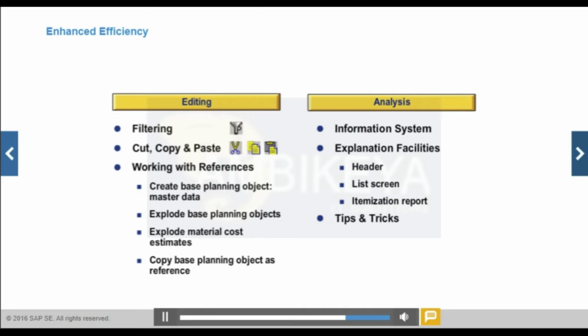The procedure to cut, copy, and paste costing items within base planning objects is as follows. Select the item to cut or copy. Choose the cut or copy icon. Select the position to insert the item. Paste the data from the clipboard.